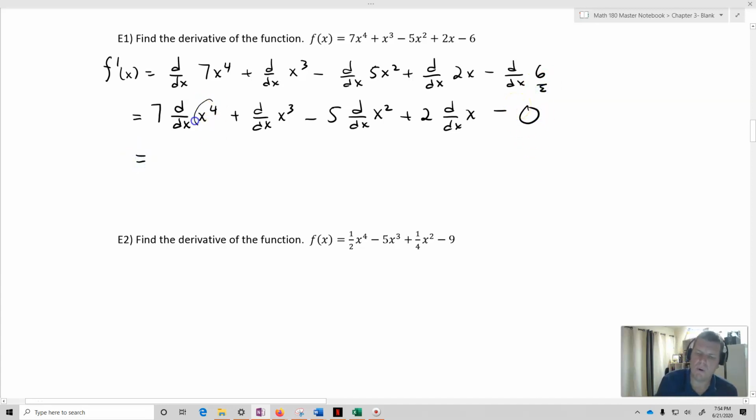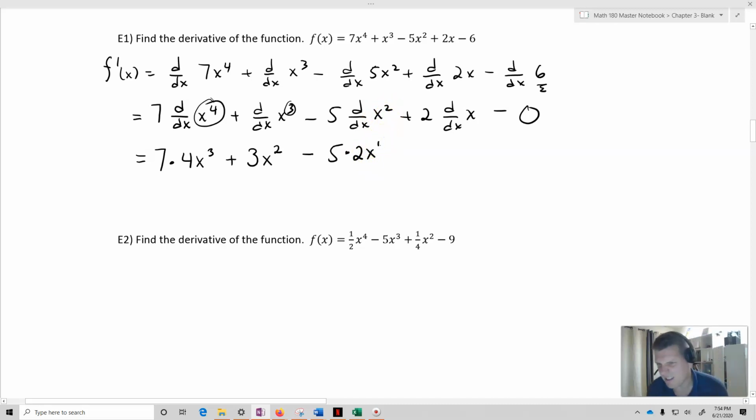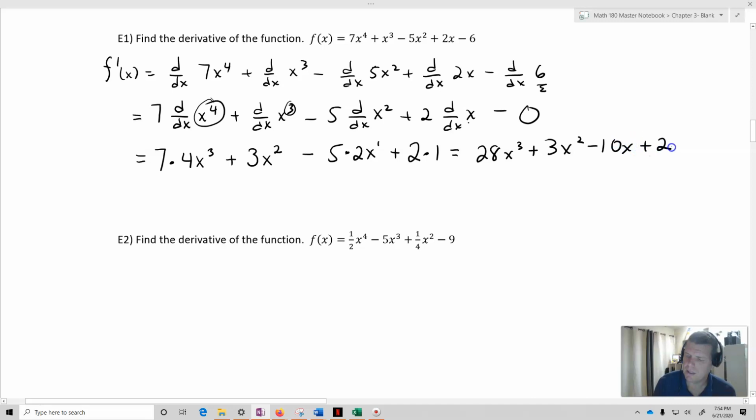So now I'm going to use the power rule to find the derivative of x to the fourth. So this is going to be 7 times 4, right? We'll bring out the 4x, and then we'll subtract 1 from 4, 4x cubed. Plus, do the same thing, right? 3, that's our power, x, and we'll drop the power by 1, 3x squared. Minus 5, bring the 2 out, times 2, x, and then we'll drop it by 1, x to the 1, which is just x. Plus, and then the derivative of x, that identity function, is just 2 times 1. Okay, now we'll simplify. This gives me 28x cubed plus 3x squared minus 10x plus 2. And there is my derivative.